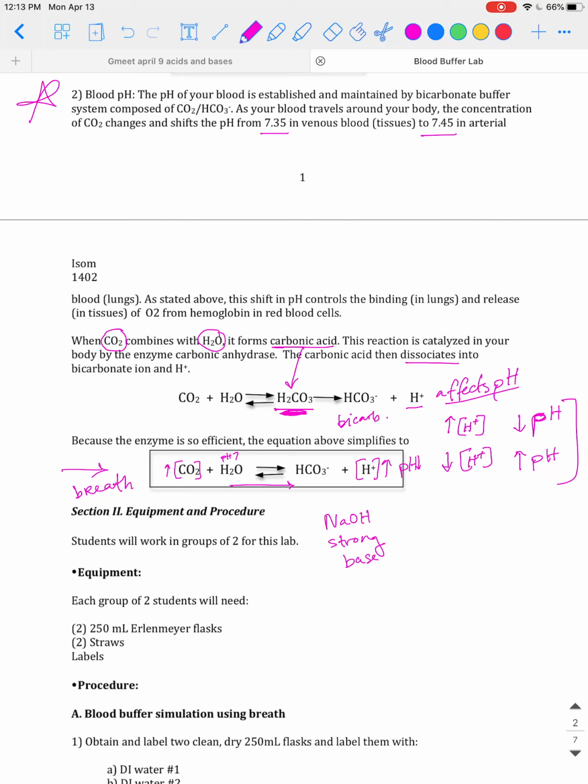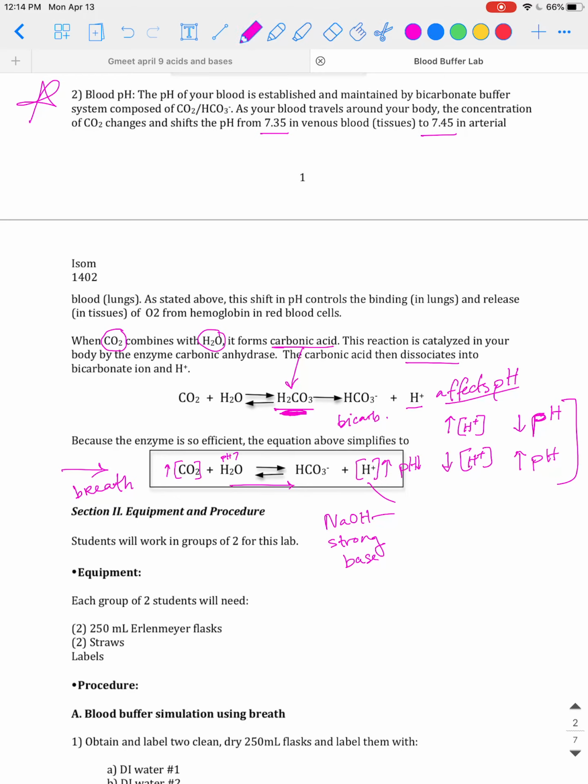Okay, NaOH we know is a strong base. And what's going to happen when NaOH gets added to the flask where we now have bicarb and H+? NaOH is going to neutralize this H+, okay? So the OH minus and the H+ are going to react together to make water to neutralize. And what's going to happen when we remove H+ from solution, what's that going to do to pH?